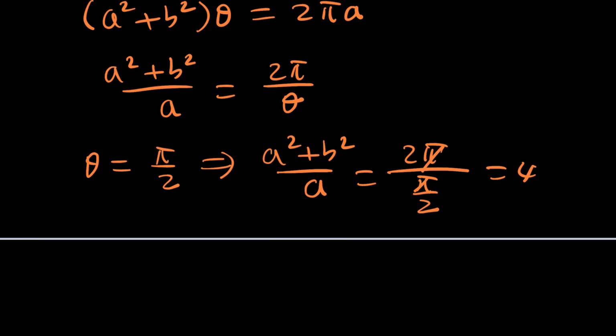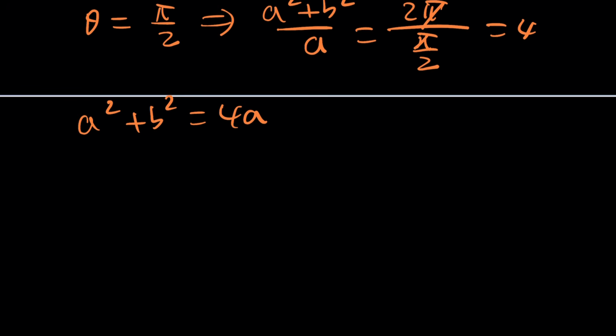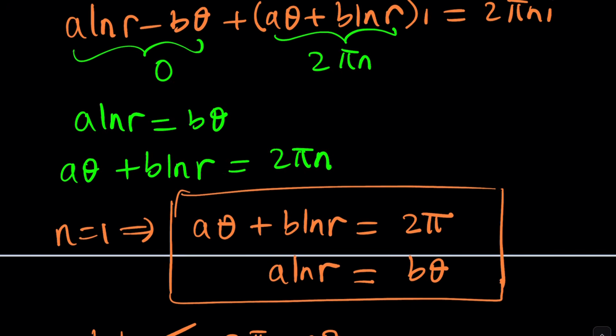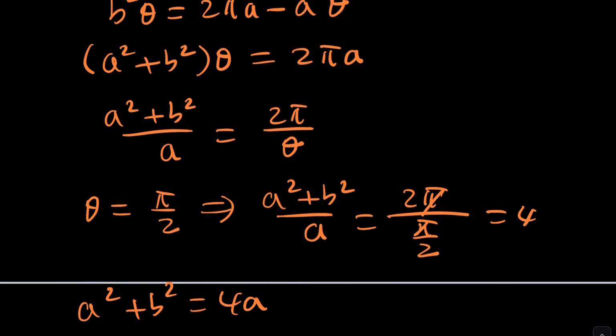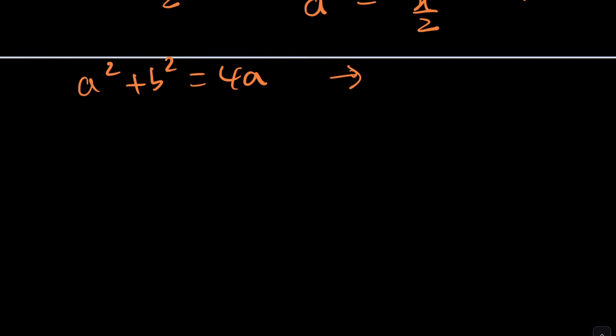And then from here, we get the following equation: a squared plus b squared is equal to 4a. What does that equation look like? Remember, finding the a and b values is going to give you the w. So once you find a and b, from here you can find w. Let's go ahead and see how we can do that.